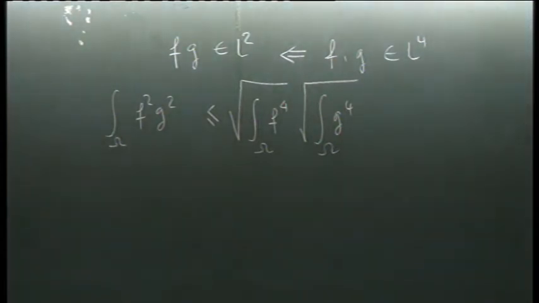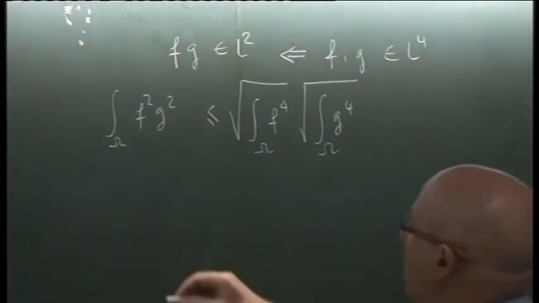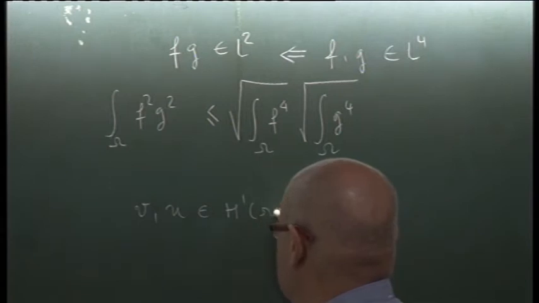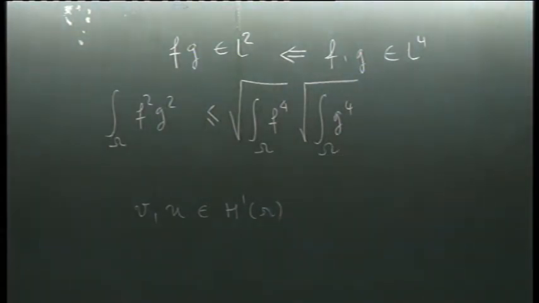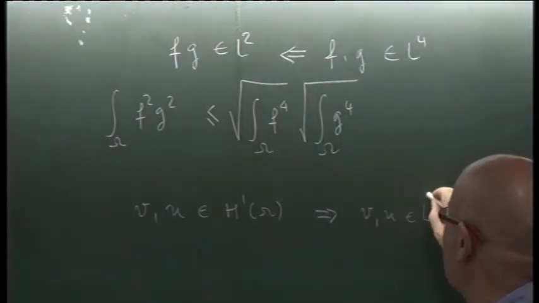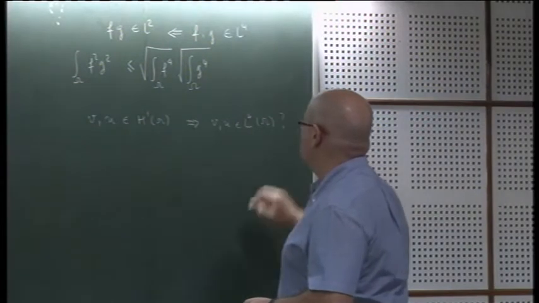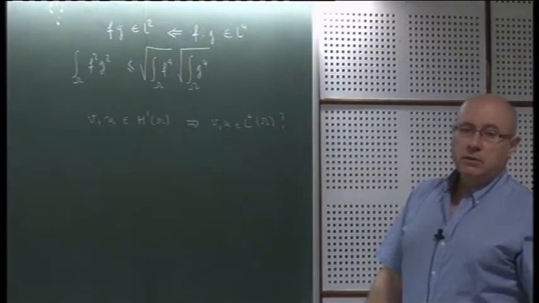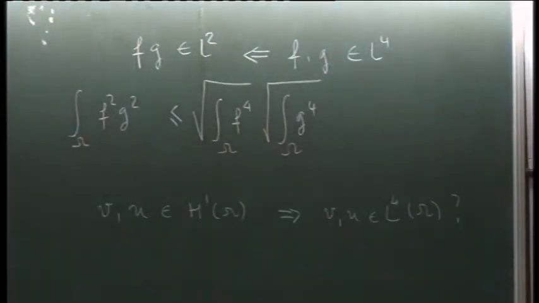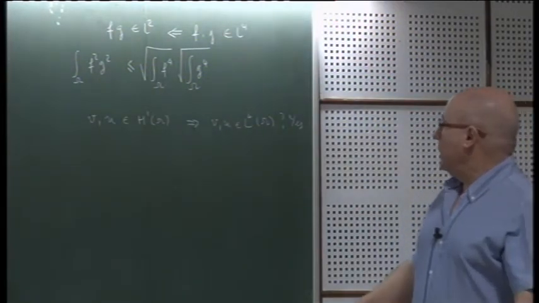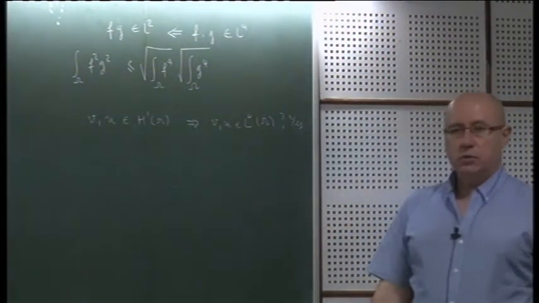So now we have a little problem. If we have functions v and u that belong to H1, can we guarantee that they belong to L4? Well, that's not a trivial question, but the answer is yes. Does anybody know which result states this, which allows us to guarantee that a function that belongs to H1 is an L4 function?